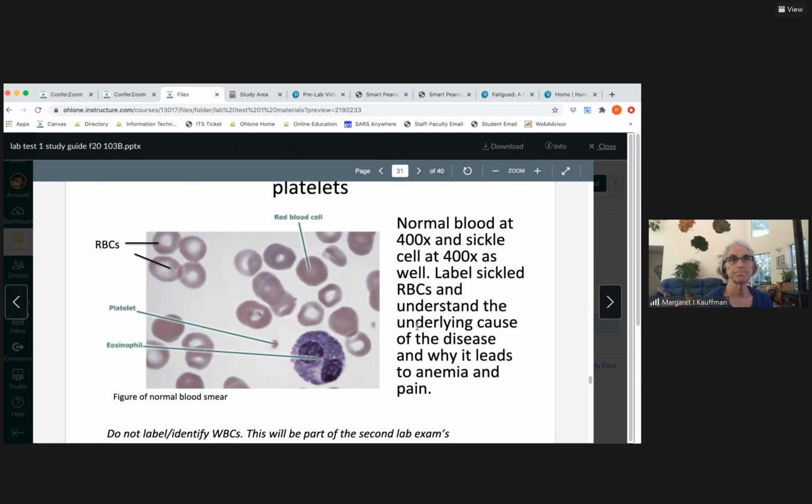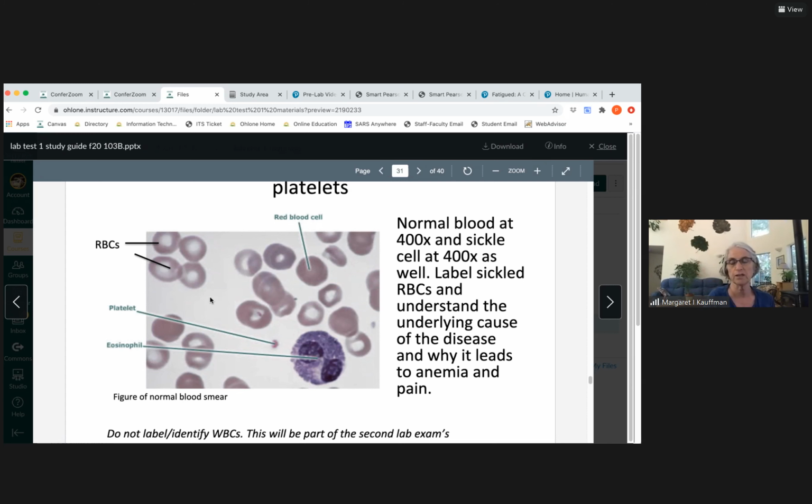So what happens is, since 97% of the interior is made of hemoglobin, this will often distort the shape of the red blood cells and make them, they're not always sickled, they're not always in a moon sliver curve. They could have other abnormal shapes.